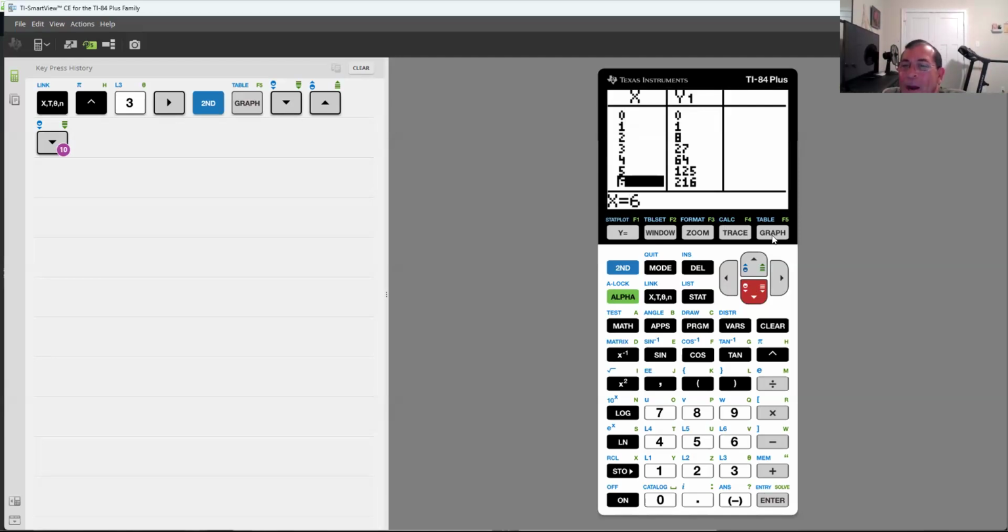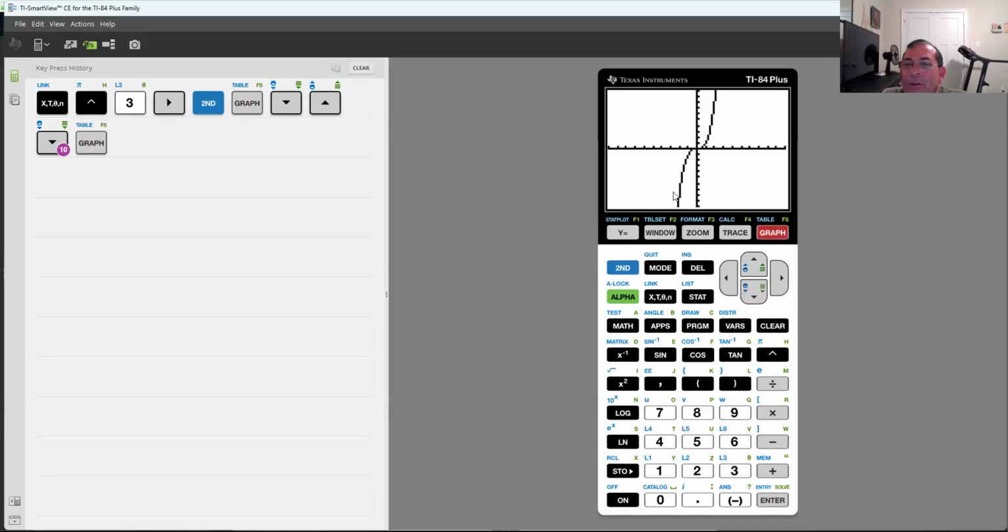Now, watch this graph when I hit graph. It's that little squiggly line that comes up on the left. It sort of crosses over the middle and then goes uphill, okay? So we're about to do that in MathLab. So let's go get MathLab.